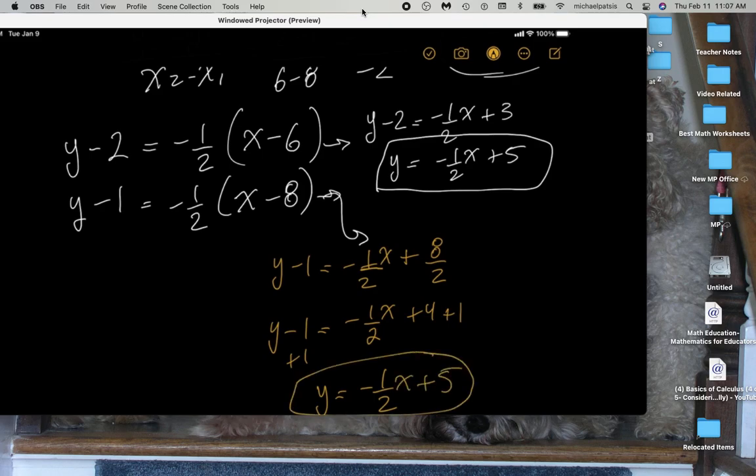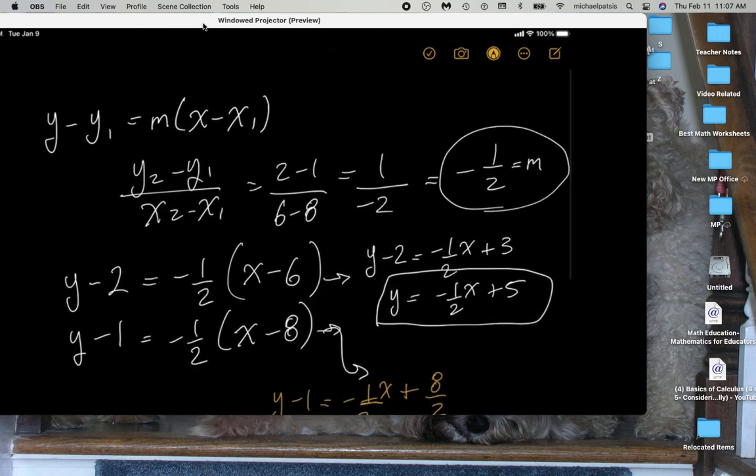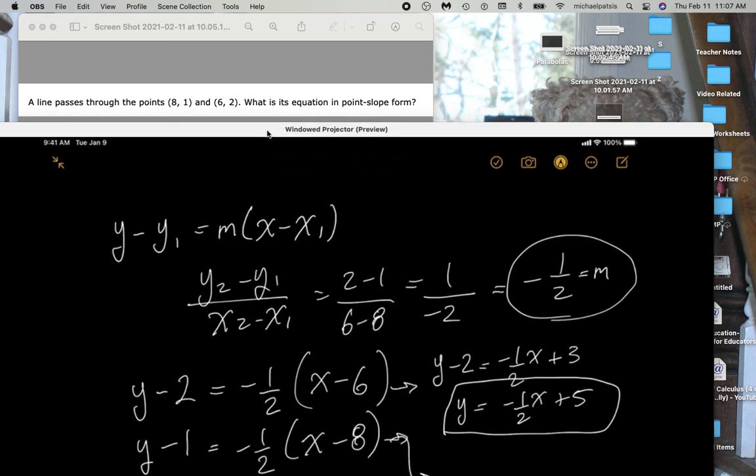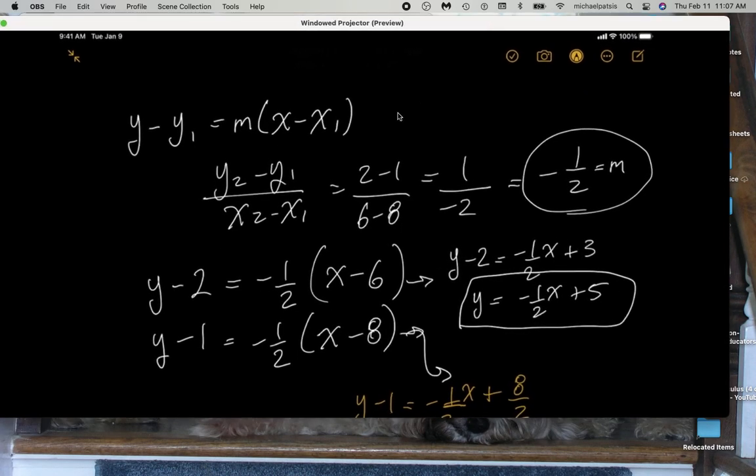So let's review what we did. We were given the fact that a line passes through these 2 points. That's it. They wanted us to find the point-slope form. We wrote down the generic formula. They did not give us the slope, so we had to find it. We did 2 minus 1 over 6 minus 8, and we got negative 1/2. Now we have the ammunition to create a point-slope form.